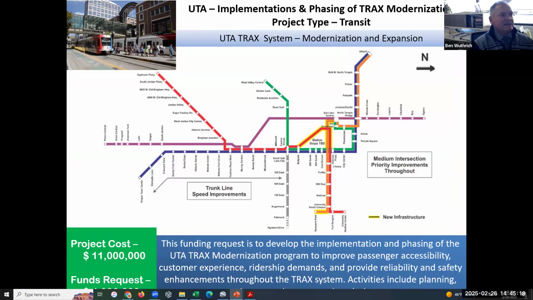Next project is the implementation and phasing of the TRAX modernization project. This project is estimated to cost $11 million, and the request is for $4 million. It's to improve the passenger accessibility and the passenger customer experience, address the rideshare demands, as well as provide reliability in the service.